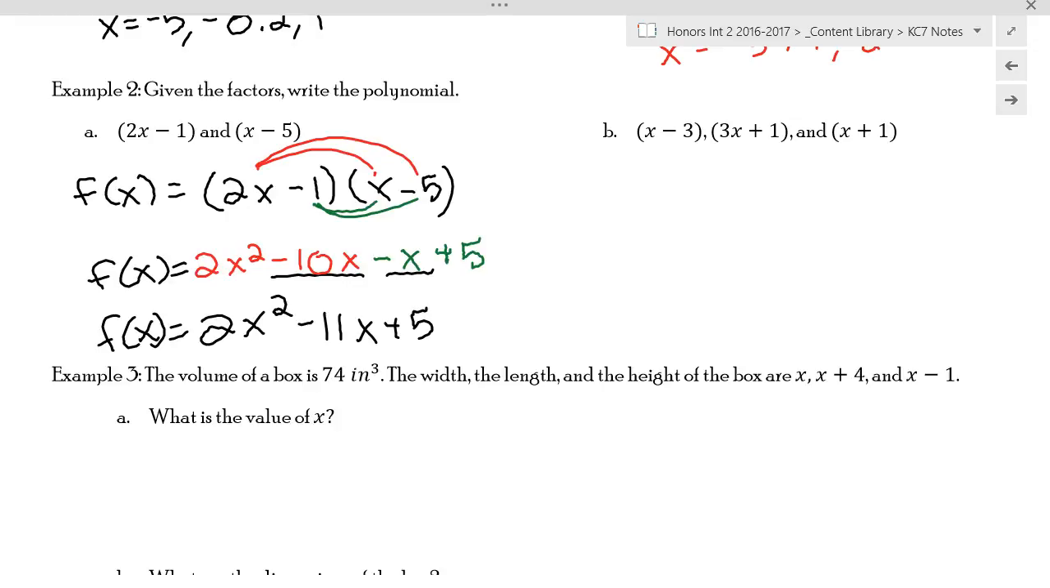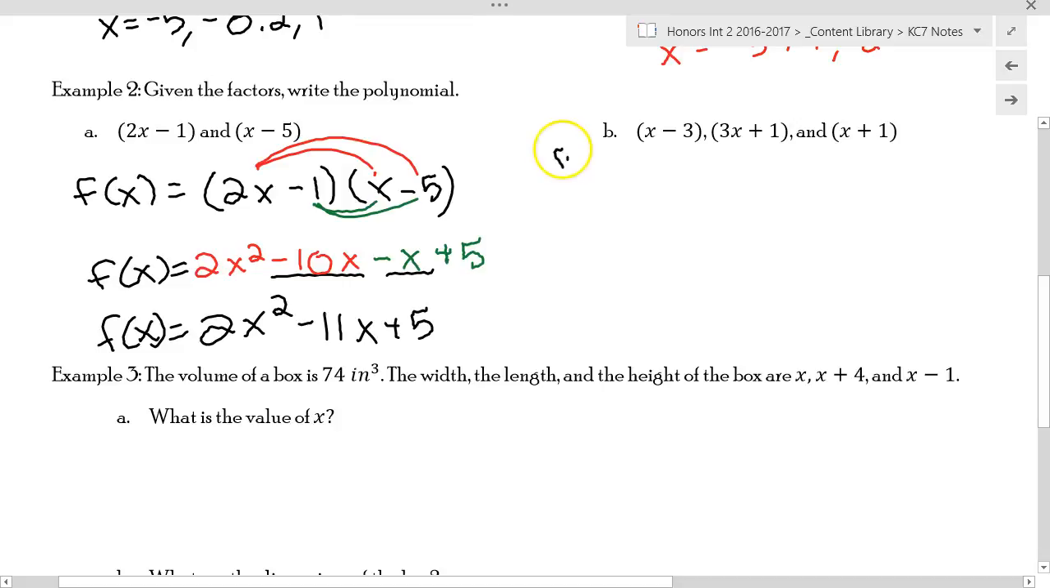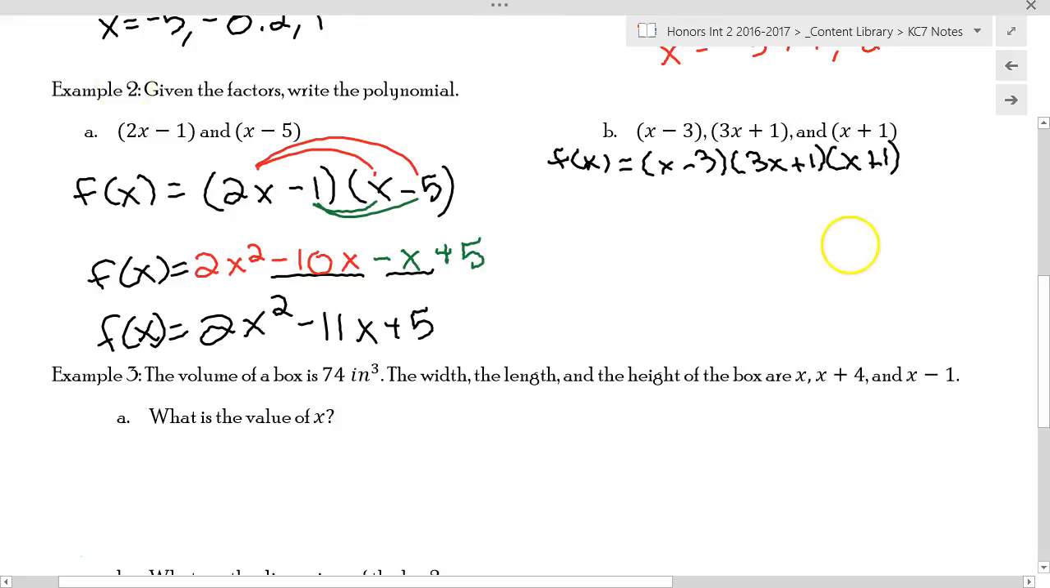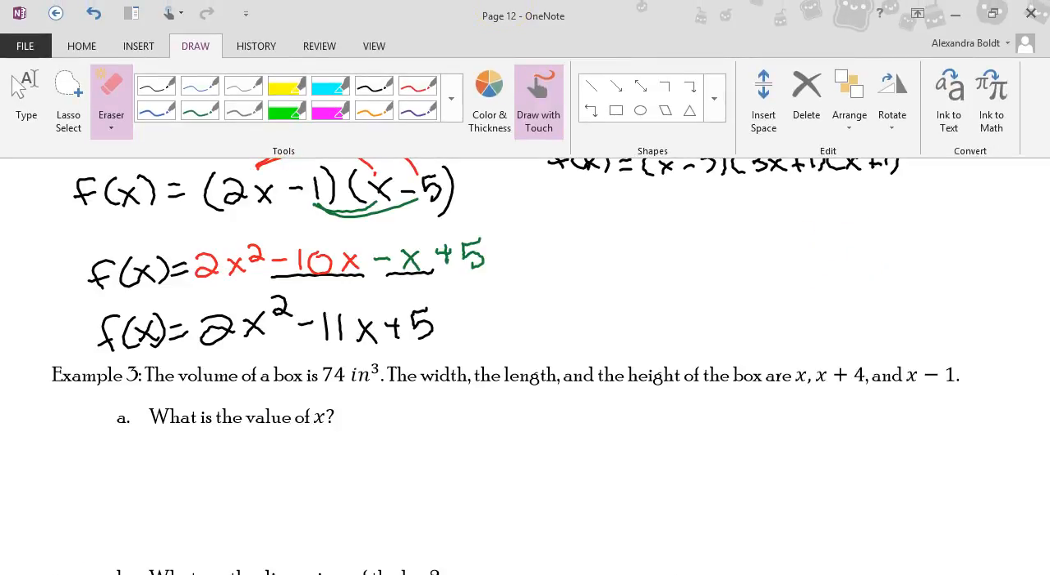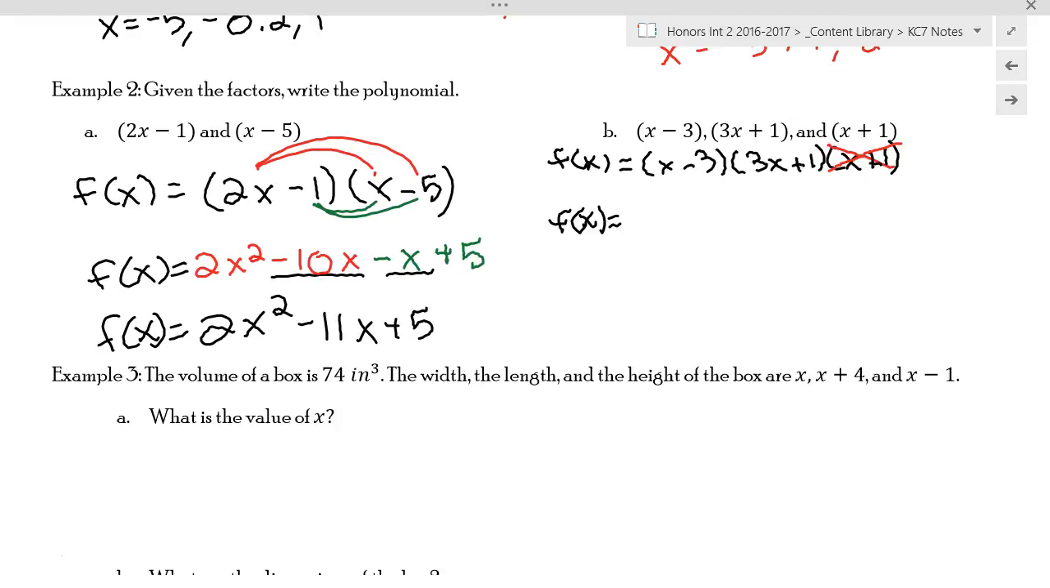Alright, looking at B. Now I have 3 terms. So what that means is f of x equals x minus 3 times 3x plus 1 times x plus 1. When I have multiple terms, I'm only ever going to do 2 at a time. Okay? Don't want to go crazy and try to multiply all 3 at once. It doesn't work. So f of x equals, so I'm going to ignore x plus 1 for now. I'm just going to cross it out for now.